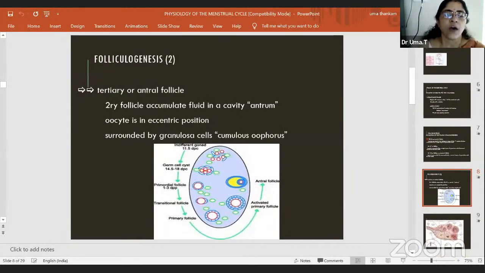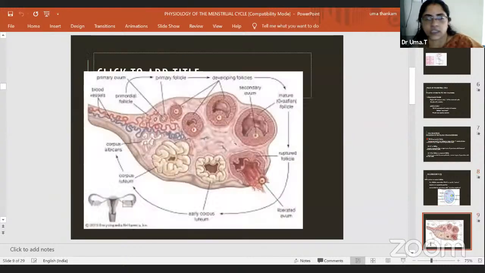The tertiary or antral follicle is the secondary follicle with accumulated fluid in the center, called the antrum, and the oocyte in an eccentric position, surrounded by granulosa cells called the cumulus oophorus. This is held in the eccentric position by the discus proligerus.